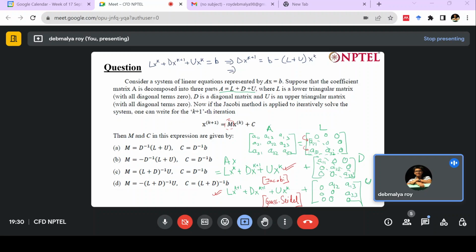So if we just take D inverse, D inverse is very easy, right? What is D inverse? Since D is a diagonal matrix, if the reciprocals of the individual terms are taken, that itself is the inverse of a diagonal matrix. So unlike taking the inverse of the whole matrix A, taking the inverse of D is pretty straightforward.